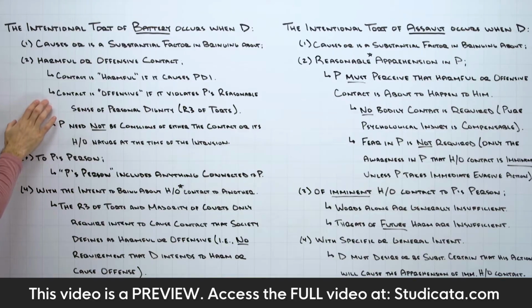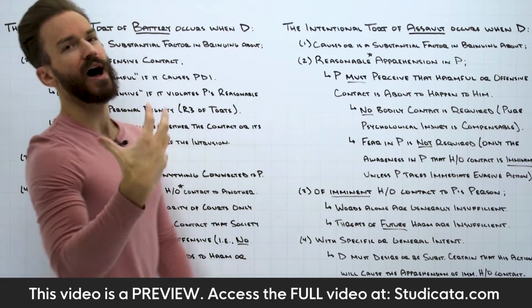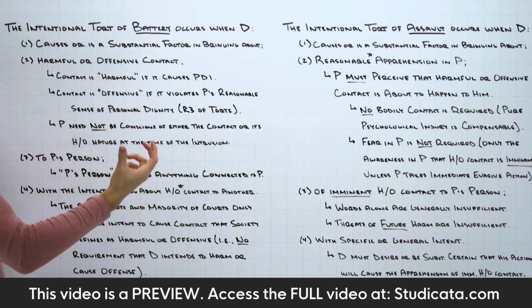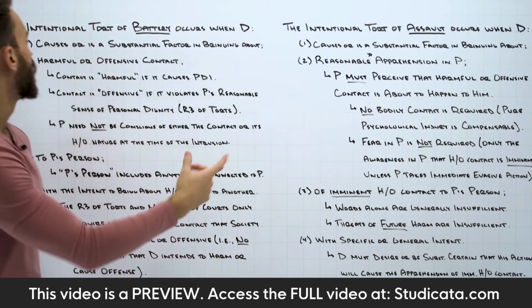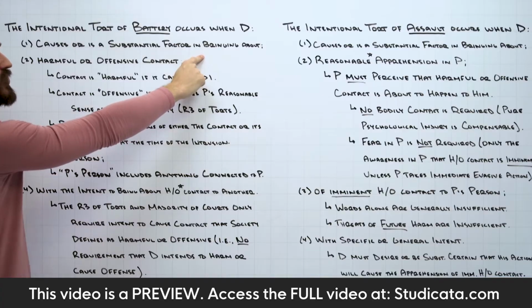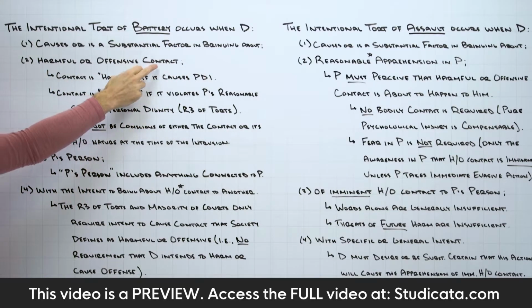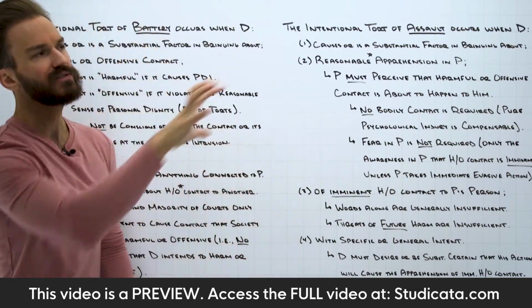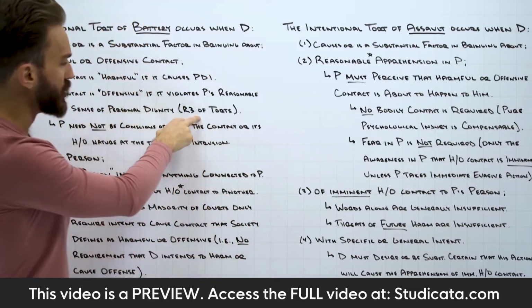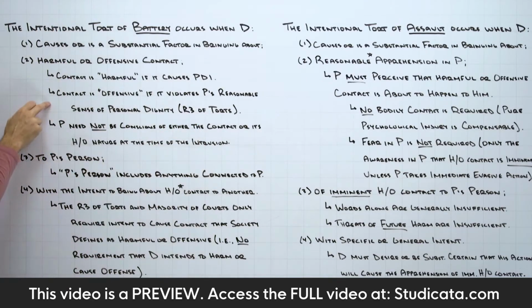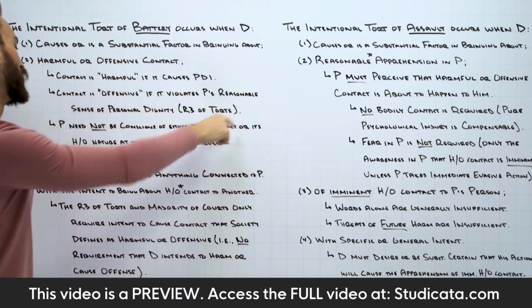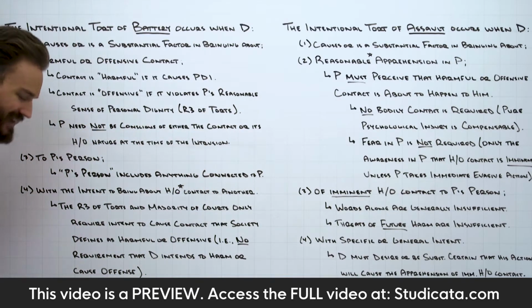Okay, where it gets a little bit more interesting is this idea of offensive contact. We also say that a defendant can be held liable for the intentional tort of battery if the defendant causes or is a substantial factor in bringing about offensive contact. So what is offensive contact? Well, the most recent definition we get is from the Third Restatement of Torts, which tells us contact is offensive if it violates the plaintiff's reasonable sense of personal dignity.